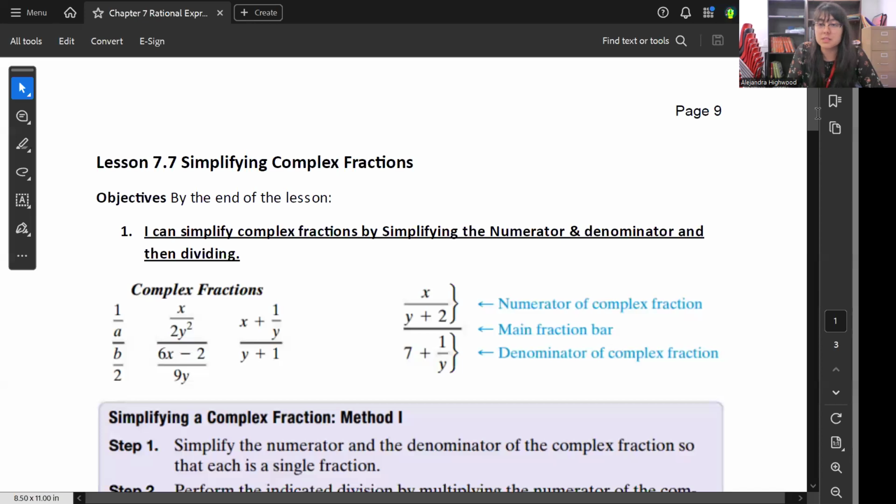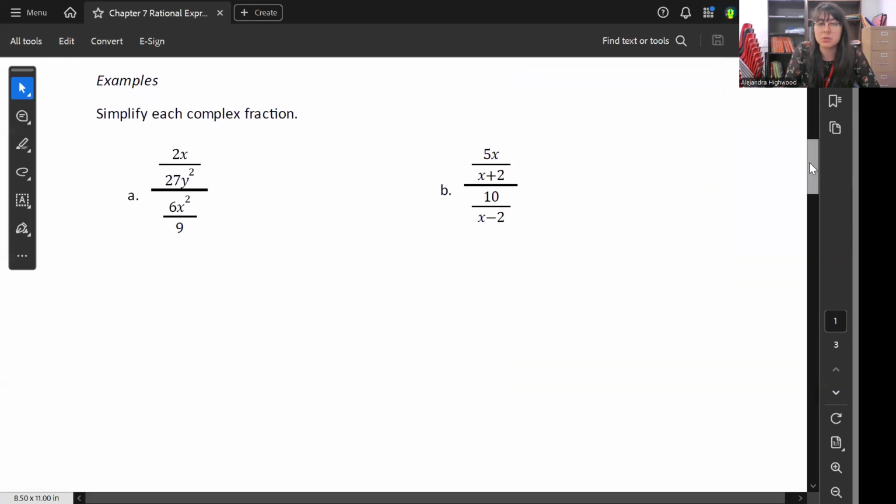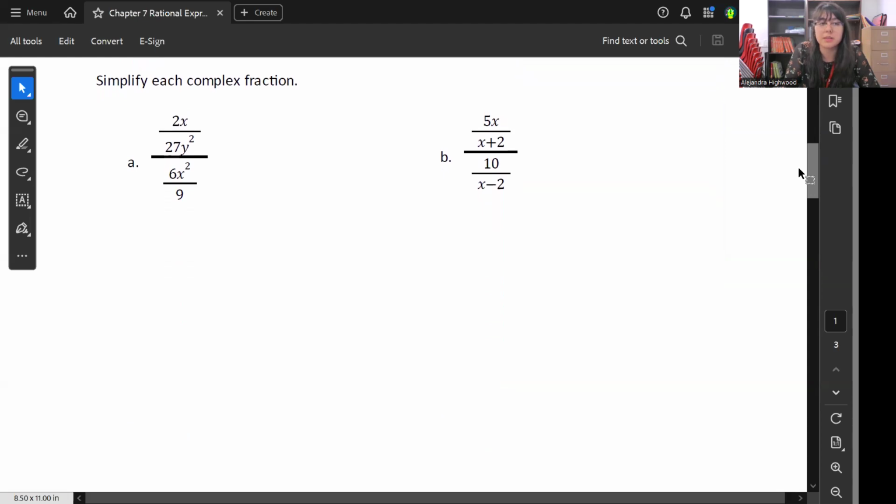There are three steps. Step one is to simplify the numerator and denominator first. Then perform the indicated division. We're going to use keep flip change, KFC, for step two. And step three is just making sure that our fraction is in its simplest or lowest terms. Let's just jump right in.